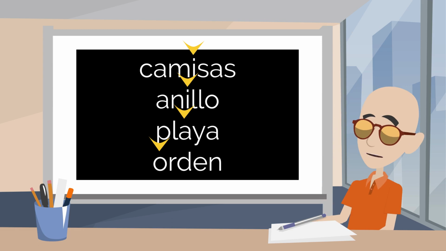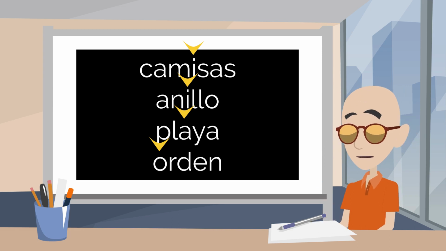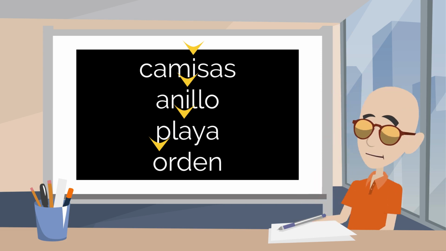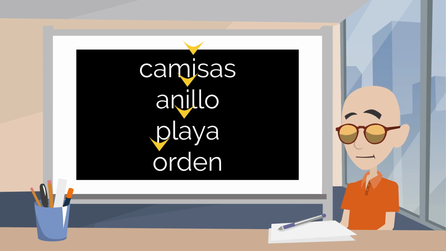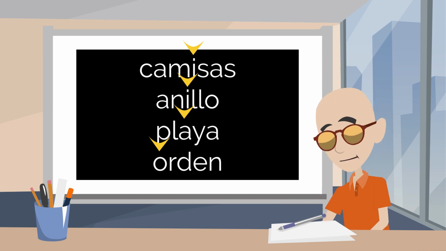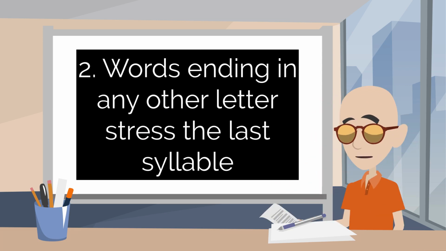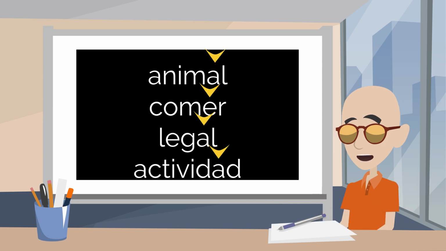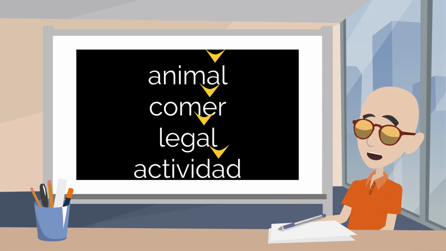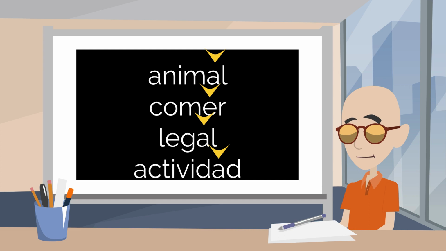Here are 4 examples. Don't worry if you don't know what the words mean. We're focusing on pronunciation. It's going to be the next to last syllable. I put a small arrow to help you out. Camisas, anillo, playa, orden. Here's rule 2. If the word ends in any other letter, you're going to stress the last syllable. And 4 examples: animal, comer, legal, actividad.